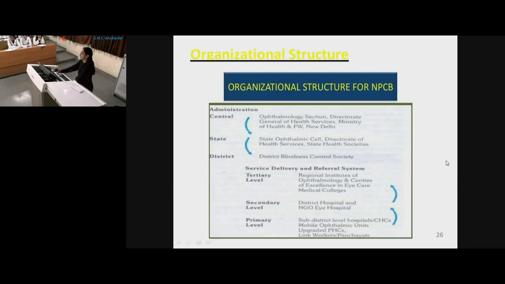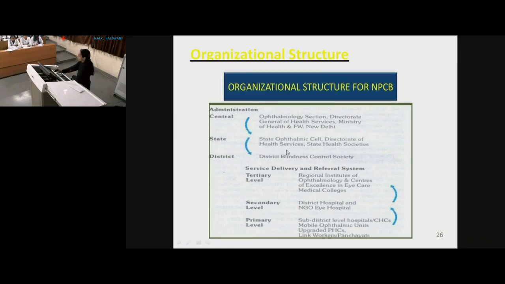Now this is the organizational structure for NPCB. क्वेश्चन अगर आता है तो ये बनाना मस्ट है, 2 नंबर इसी के मिल जाएंगे. This is the administration structure at central level, state level and district level. Central level पे क्या है? Ophthalmology section, Directorate DGHS, Ministry of Health and Family Welfare, New Delhi. ठीक है? तो central level पे which ministry is funding this program? Ministry of Health and Family Welfare.